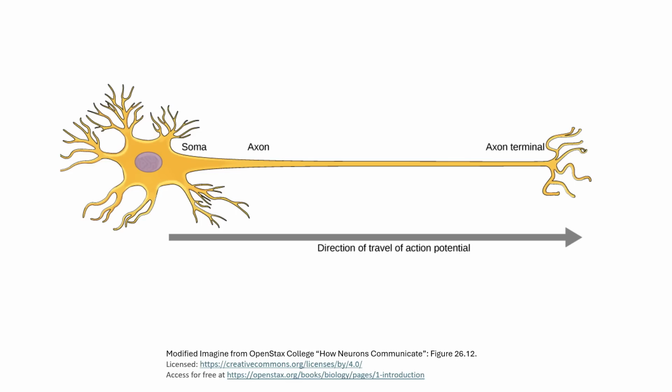So let's depict what that would actually look like in this image. First of all, we get the hillock region to threshold thanks to those graded potentials coming from the dendritic regions. We get the hillock region to threshold, negative 55 millivolts. Voltage-gated sodium channels within the plasma membrane of the hillock region will open up. Sodium will shoot in, drive the interior up to positive 30 millivolts.